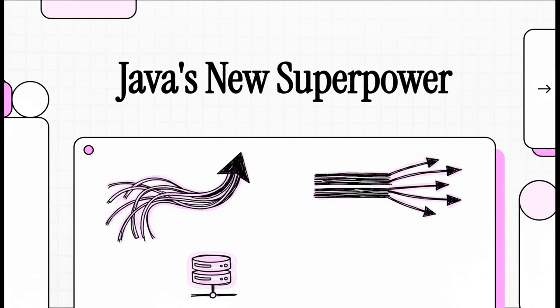Hey everyone, and welcome. Today, we're going to talk about something that is, no exaggeration, one of the biggest updates to Java in years. I'm talking about virtual threads. They were finalized in JDK 21, and they are a total game changer for how we build big, scalable apps. So let's jump right in and see what problem they were even designed to solve.